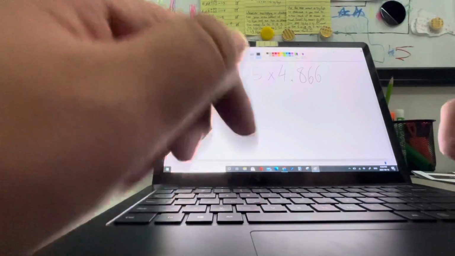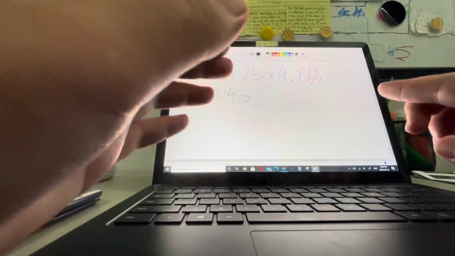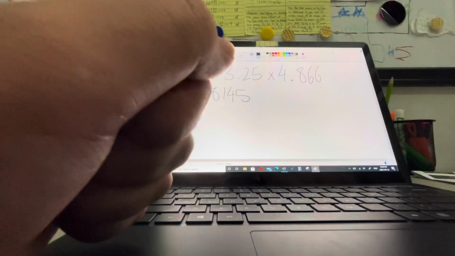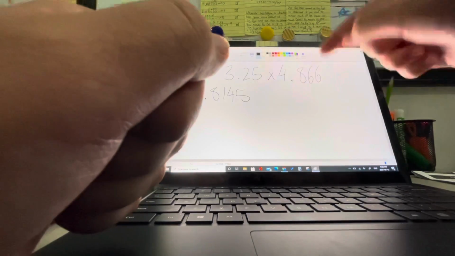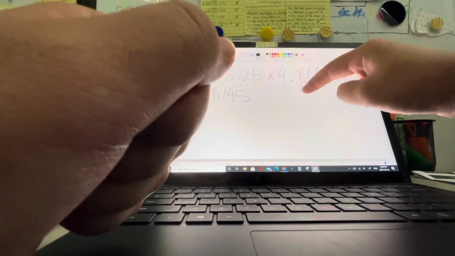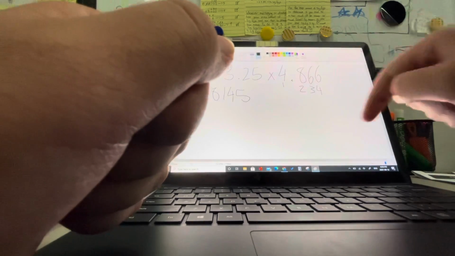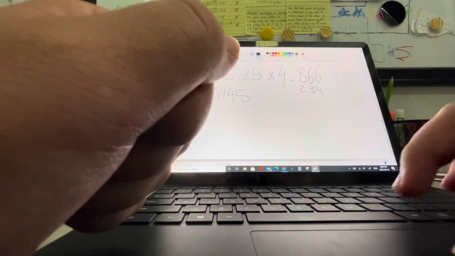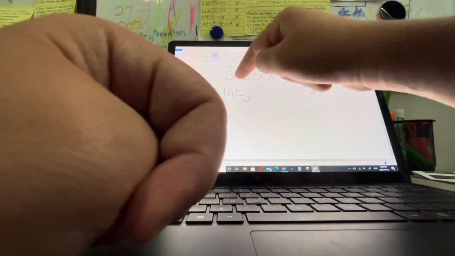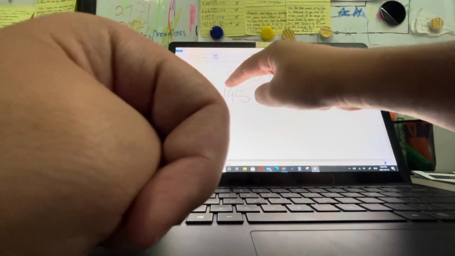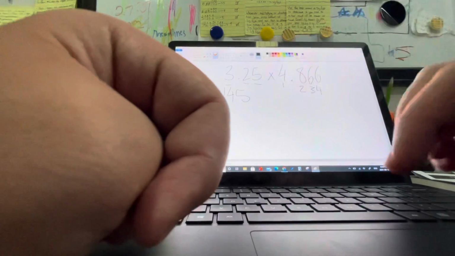And now this part gets a little bit confusing. We are going to take the least amount of significant figures from these two values. Now, right here we have 1, 2, 3, and 4 significant figures. 4, 8, 6, 6 are 4 significant figures. Now, over here on the left side value, we have 3 significant figures. 1, 2, and 3, right?